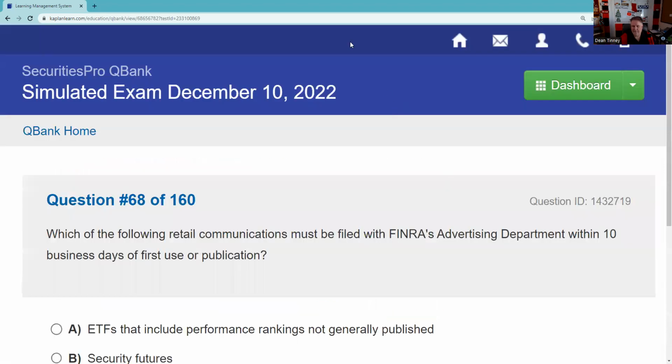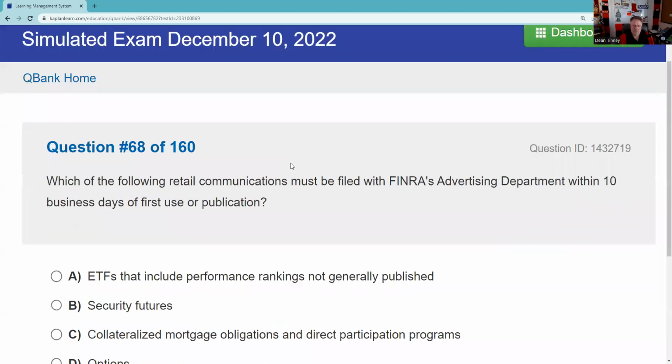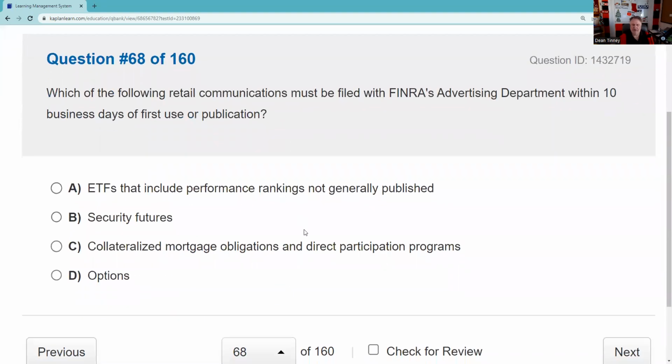Question 68. Which of the following retail communications must be filed with FINRA's advertising department within 10 business days of first use or publication? And there are certain ones that require 10 days prior to first use, right? So the answer here is C. You should definitely know options are pre-filed, and rankings that are not independently performed. So the answer here is C.